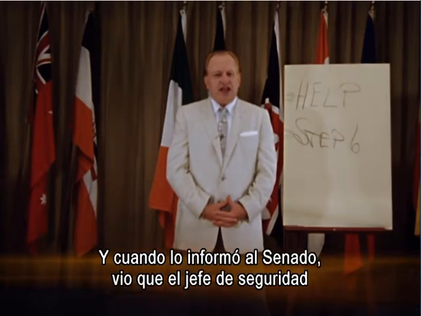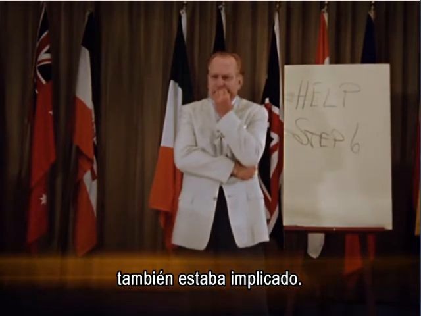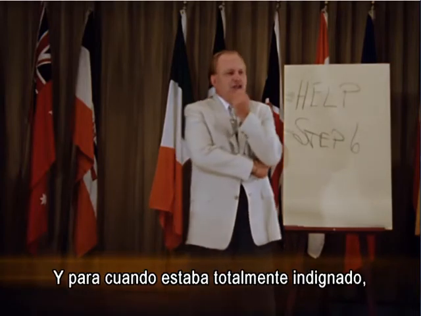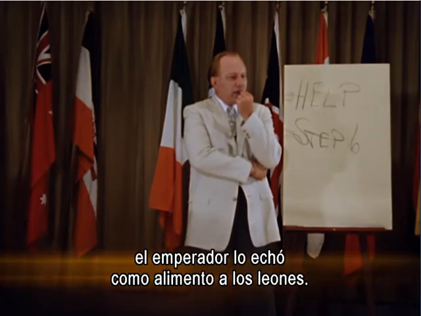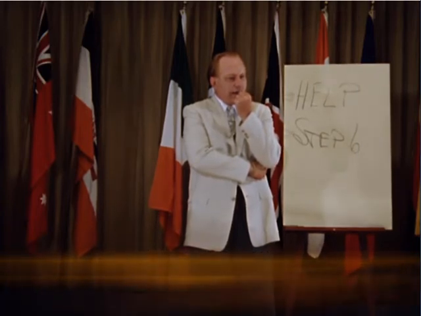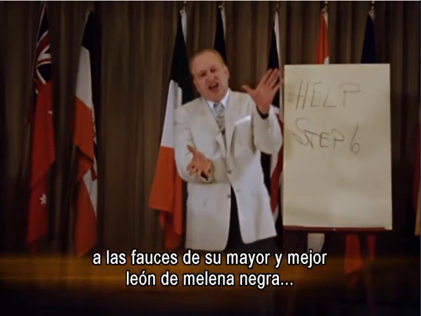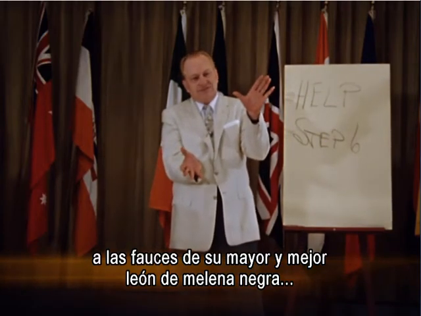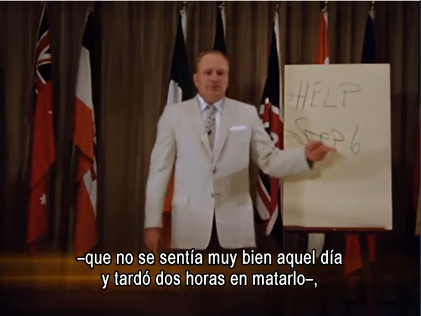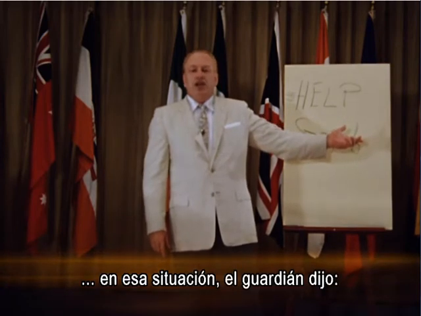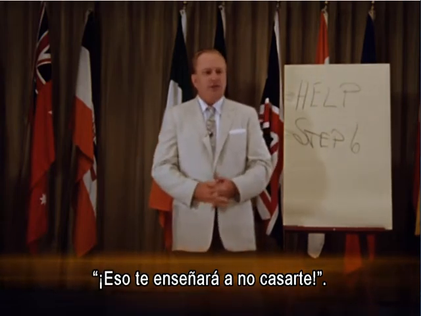And when he reported it to the Senate, he found out that the master at arms was also in on the plot. And about the time he was totally outraged, the emperor had him fed to the lions. And just as they swished him out the gate into the maw of their largest and best black-maned lion, who wasn't feeling well that day and took 2 hours to kill him, we got a situation where the guard said, "That'll teach you to get married."